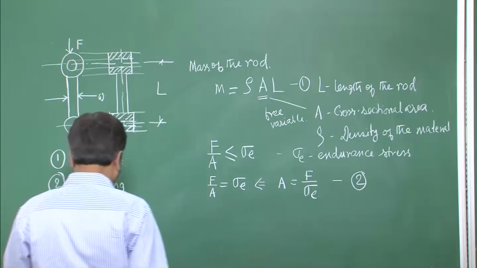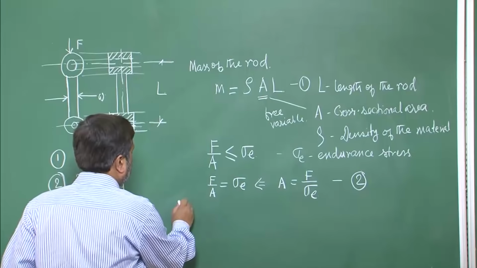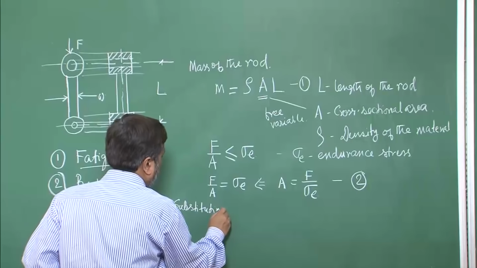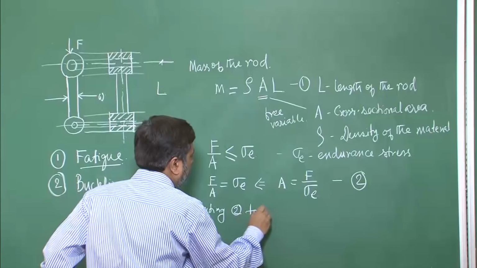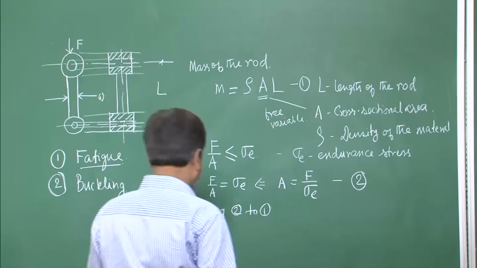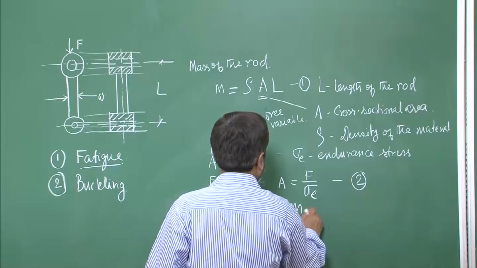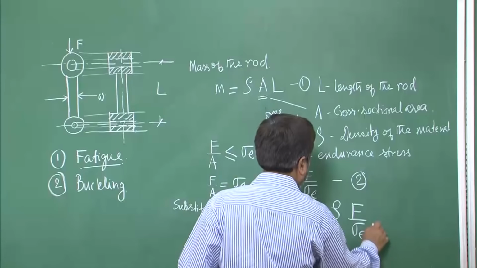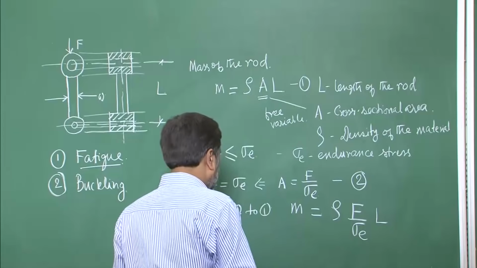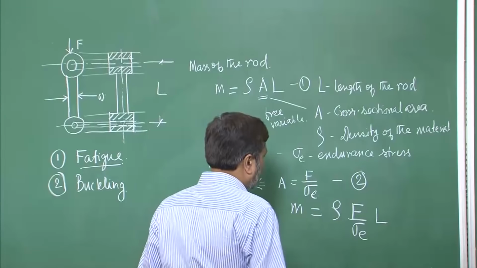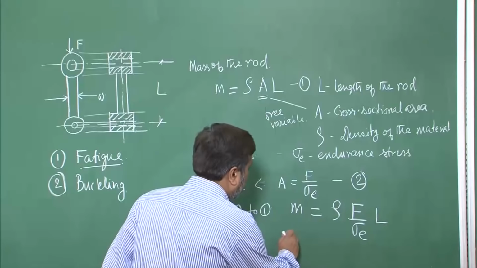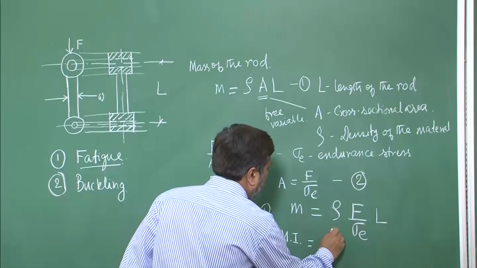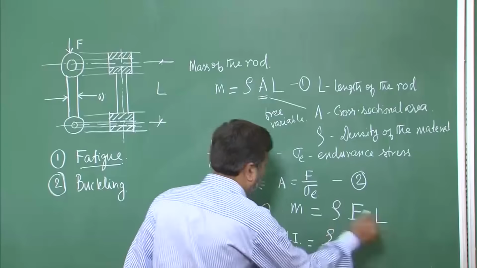So, let us substitute that in the expression of mass. Substituting into equation 1, what we get is m equals rho F over sigma E times L. And then in that case, what is the material property index? The material index Mi is rho over sigma E.